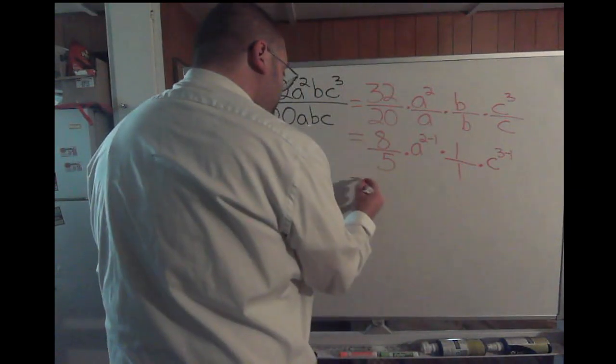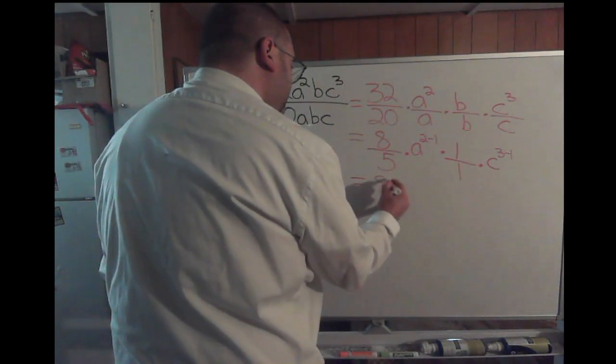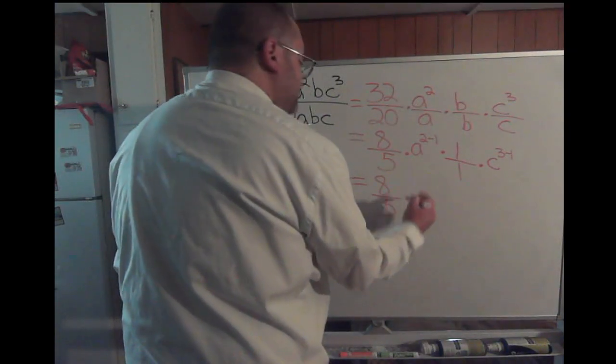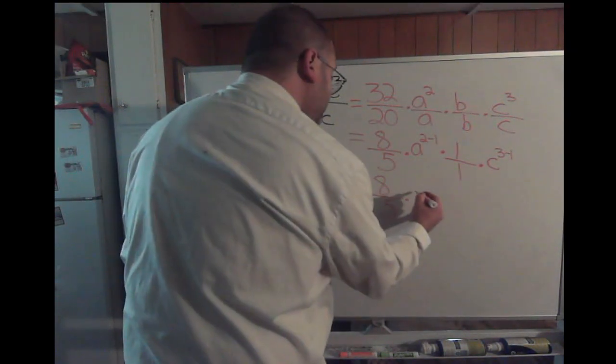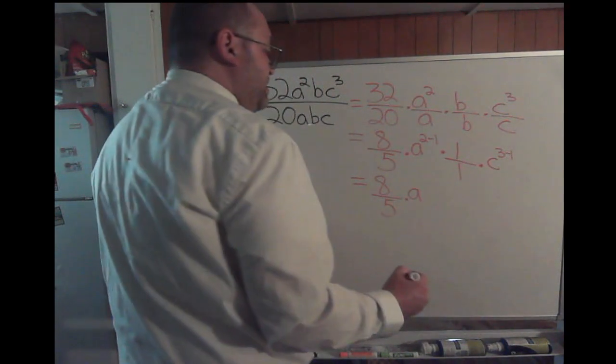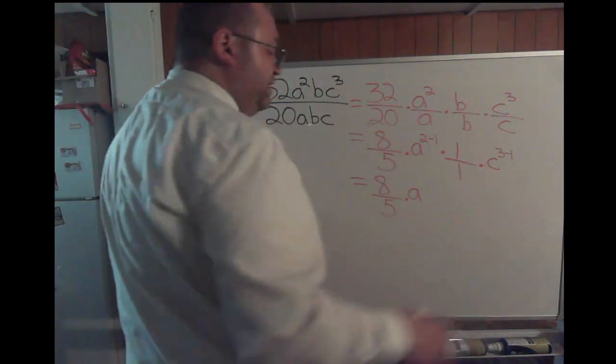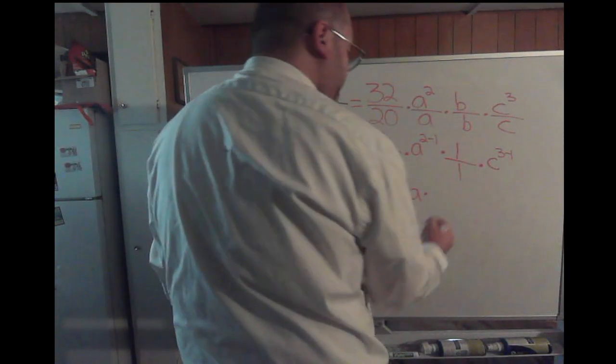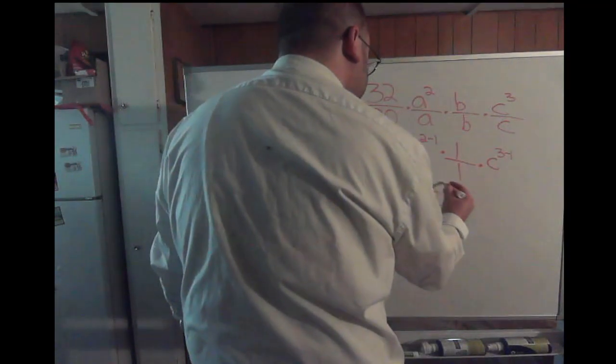So let's simplify this a little further. You'll get 8 over 5 times that a to the 2 minus 1. Well, that's just a. 1 over 1, that's 1. Let's just not even worry about that because it's just times 1. But c to the 3 minus 1, well, that's c to the second.